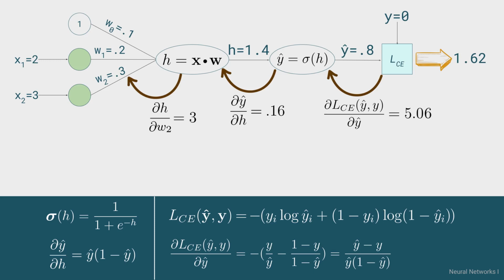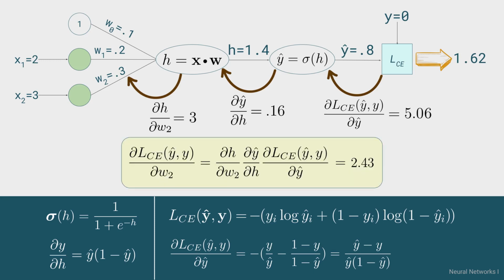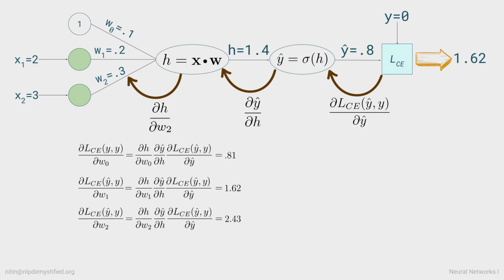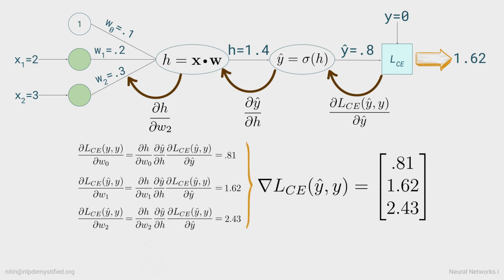The derivative of h with respect to W2, by the way, is just whatever the input was. In this case, 3. Calculating the loss with respect to W2 then is a matter of multiplying the derivatives together, which works out to 2.43. If we follow the same procedure for the other weights, we get 0.81 for W0 and 1.62 for W1. And that is the gradient following this forward pass.